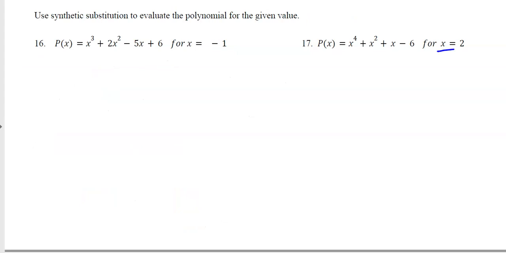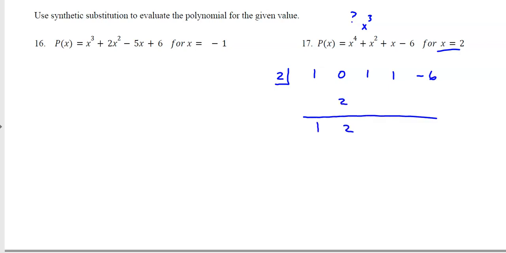So I'm going to do this one. I'm going to plug 2 in there. So use 2 for synthetic division. 1. Notice that we're missing the x to the 3rd. There is no x to the 3rd, so I have to put a 0 there. Then 1 for the x squared, 1 for the x, -6. Let's run it. Slide, multiply, add, multiply, add, multiply, add, multiply, add.